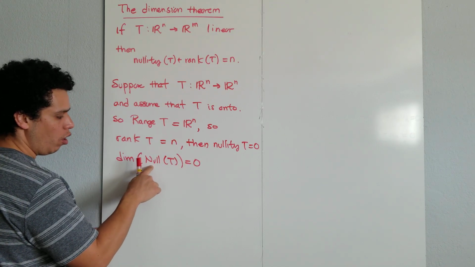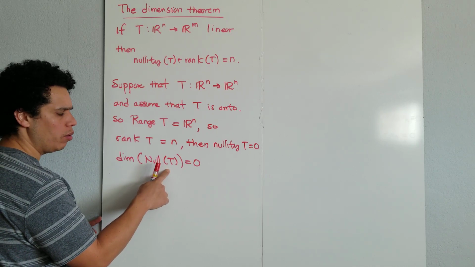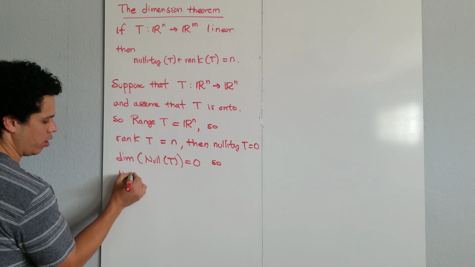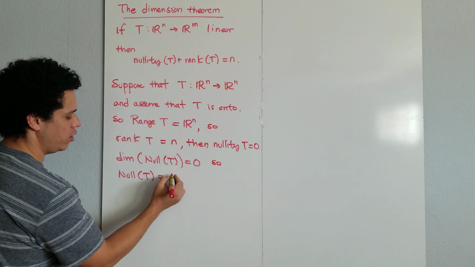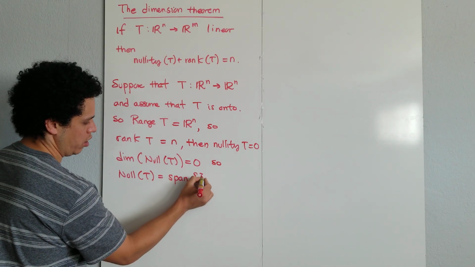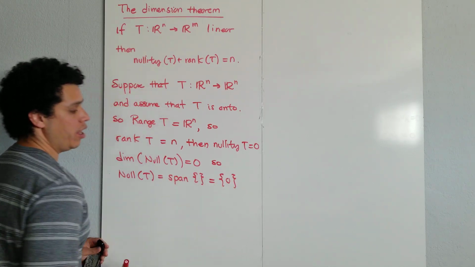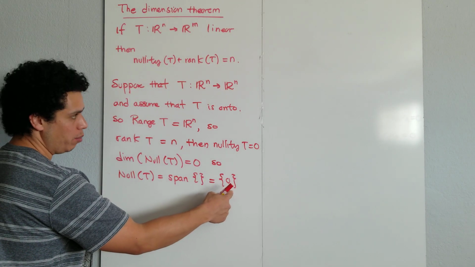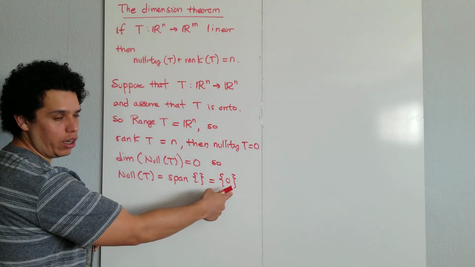So that means that the null space of T is generated by a set with 0 elements. Well, there's only one set with 0 elements, the empty set. So that means that this must be that. And once we have the null space to be exactly this, that means that the function is 1-to-1, because we're dealing with a linear transformation.